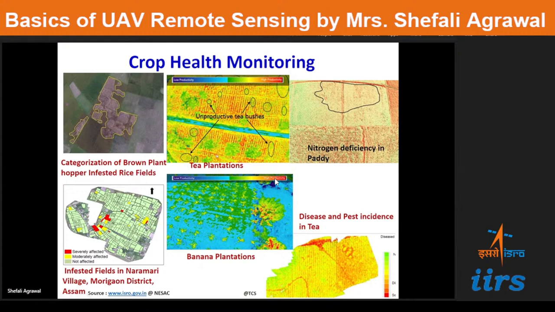Then here also productivity can be mapped. So unproductive tea bushes in a tea plantation area, or wherever there is a nitrogen deficiency in a paddy field, accordingly the farmer can take action and provide the necessary nutrient in this small patch. So efficient management of the crop can be done. So this is disease and pest infestation in trees, banana plantations. So he can do complete mapping and monitoring of the crop areas for his own better productivity.